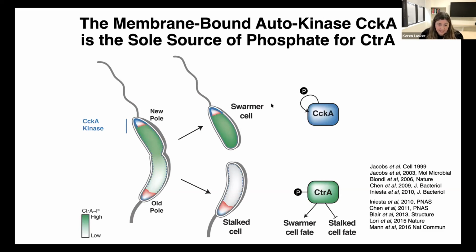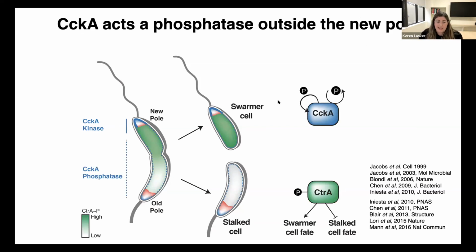So the sole source of phosphate for CtrA is a membrane-bound autokinase called CckA. And CckA is one of those POPSI clients. It binds to POPSI, and we've shown it. It also acts as a kinase specifically at the new pole of the POPSI microdomain. Critically, CckA can also function as a phosphatase by a distinct biochemical mechanism, and CckA acts as a phosphatase everywhere else aside from the new pole.